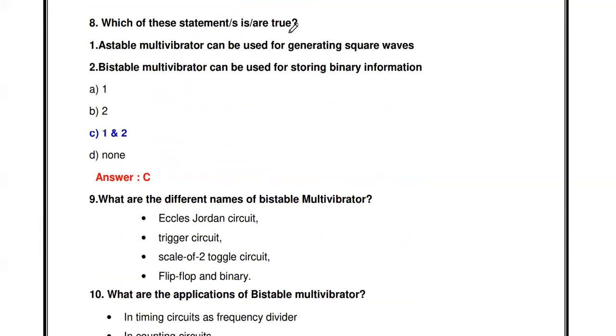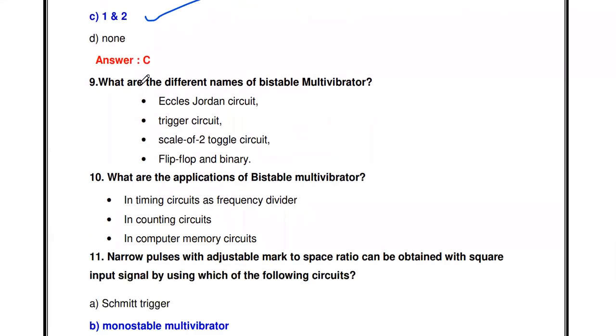Then the next one: which of these statements is true? Astable multivibrator can be used for generating square waves. Yes, that is true. Bistable multivibrator can be used for storing binary information. Yes, that is bistable working as a flip-flop. A flip-flop is used to store binary information, zeros and ones. So both statements are correct, so 1 and 2 are correct. Then next one: what are the different names of bistable multivibrator? The other names are Eccles-Jordan circuit, trigger circuit, scale-of-two toggle circuit, flip-flop, binary. These are all the other names of the bistable multivibrator. Just remember them.